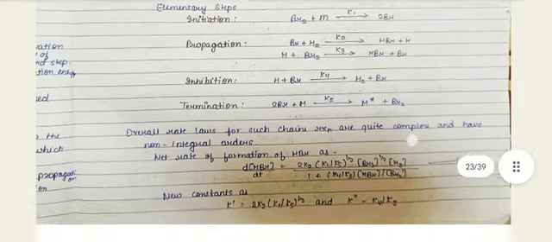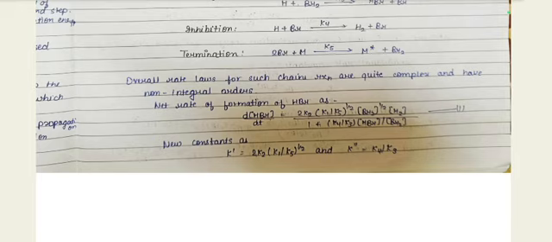Overall rate laws for such chain reactions are quite complex and have no integral order. The net rate of formation of HBr is d[HBr]/dt = 2k2 (k1/k5)^(1/2) [Br2]^(1/2) [H2] / (1 + (k4/k3)[HBr]/[Br2]). New constants: k' = 2k2 (k1/k5)^(1/2) and k'' = k4/k3.